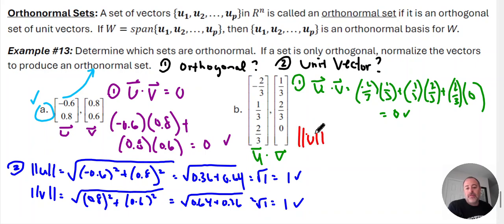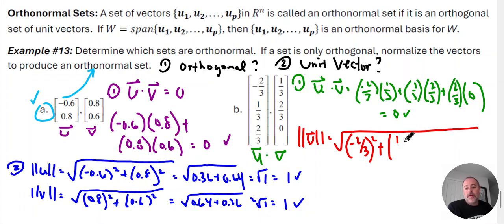We're going to find the magnitude of our u. Like I said, I'm going to go a little bit slower with my writing, so hopefully my computer can catch up a little bit. So we're going to take negative 2/3 and square it, add 1/3 squared, and then 2/3 squared.